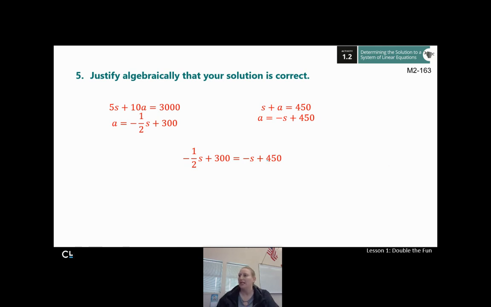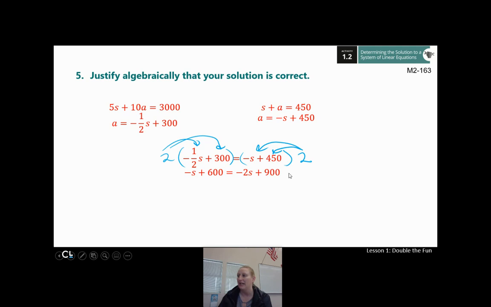So for me personally, I don't like the 1/2 thing, so I just multiplied everybody by 2. I'm going to multiply everything by 2. It just made it easier because the 2 and the 1/2 will cancel out. 2 times 300 is 600. That becomes a -2s, and 2 times 450 is 900. So I just found it was easier if I just did it this way.